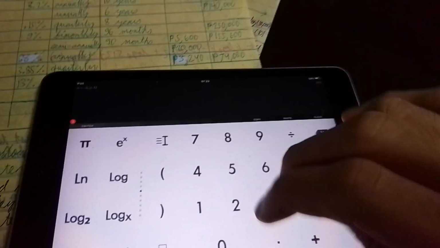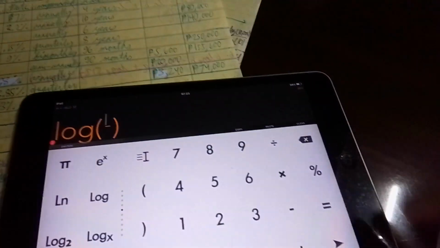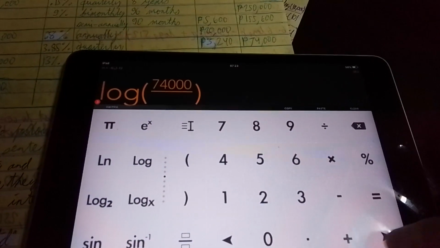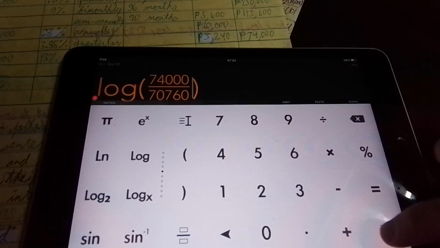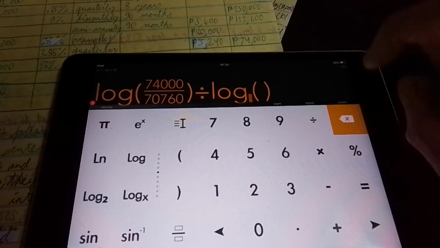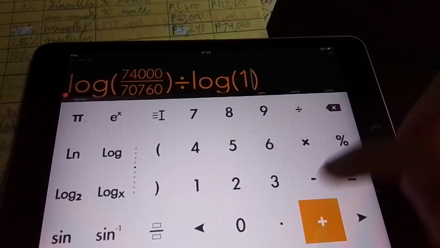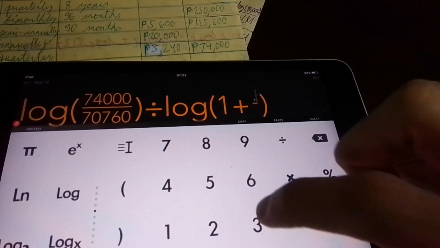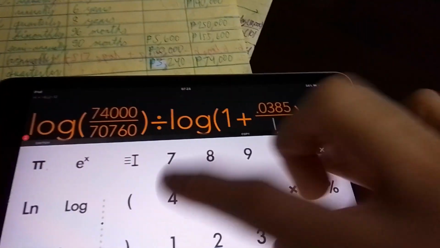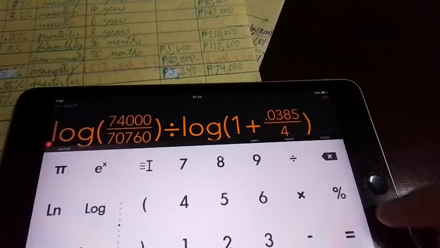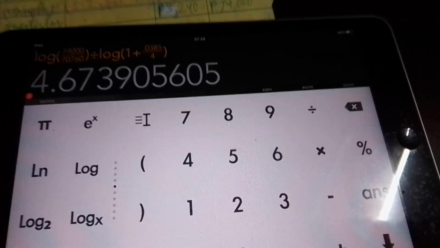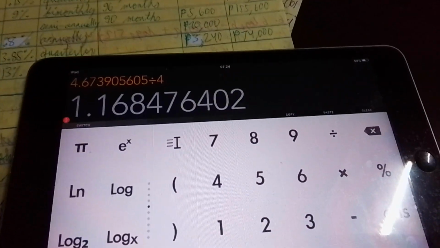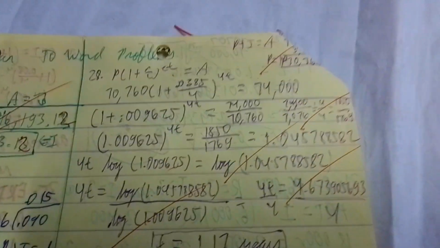So therefore it's supposed to be the log of the principal, which is the log of 74,000 divided by 70,760, divided by the log of the answer, which is here. So to solve for the t, 1 plus 0.0385 divided by 4. And that should be the answer, 4.367. And then divide by 4 to get this answer. So either way you will still get this answer.